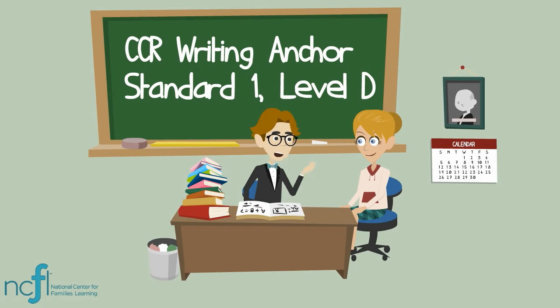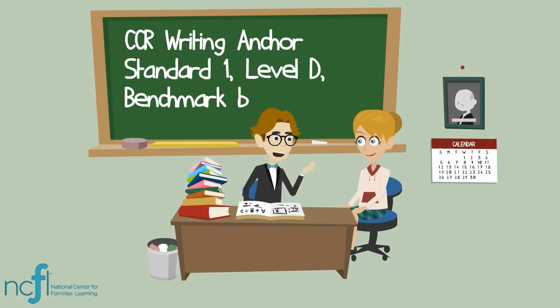I want to focus on the CCR Writing Anchor Standard 1, looking at Level D. Write arguments to support claims in an analysis of substantive topics or texts, using valid reasoning and relevant and sufficient evidence. Benchmark B. Support claims with logical reasoning and relevant evidence, using accurate, credible sources and demonstrating an understanding of the topic or text. In our next lesson, I am thinking of asking them to choose one of the inferences from this class to begin their writing. Then, I will provide a short text for them to read and write in support of an inference.